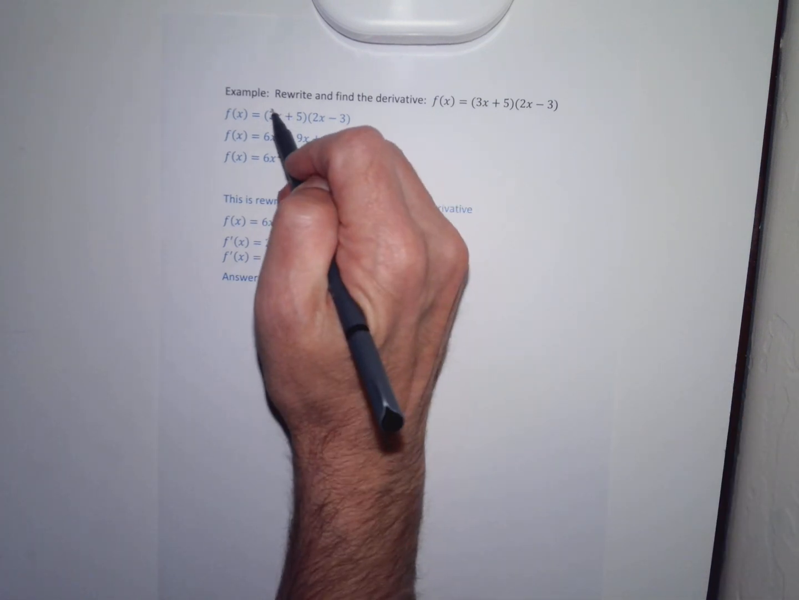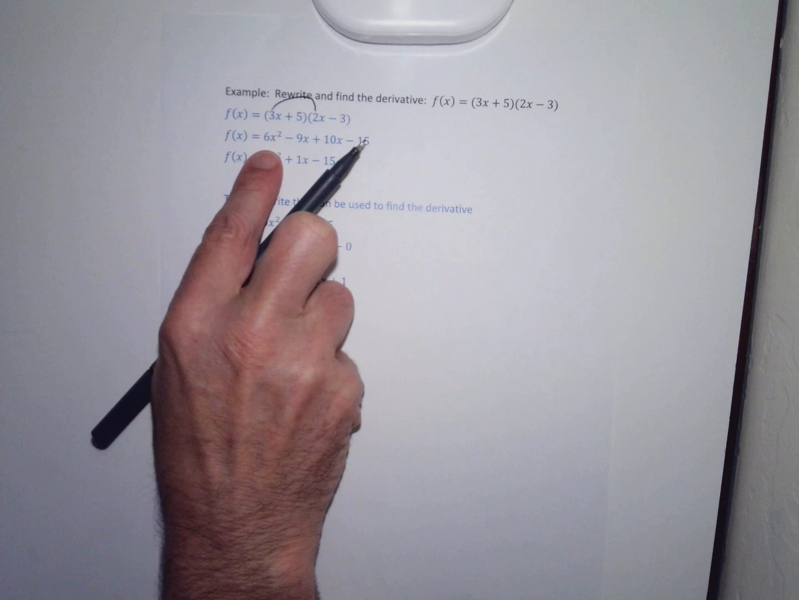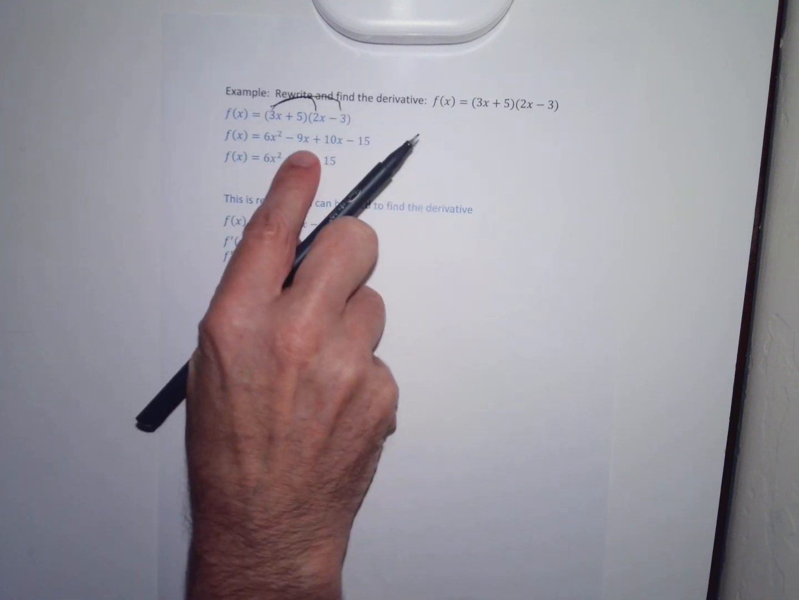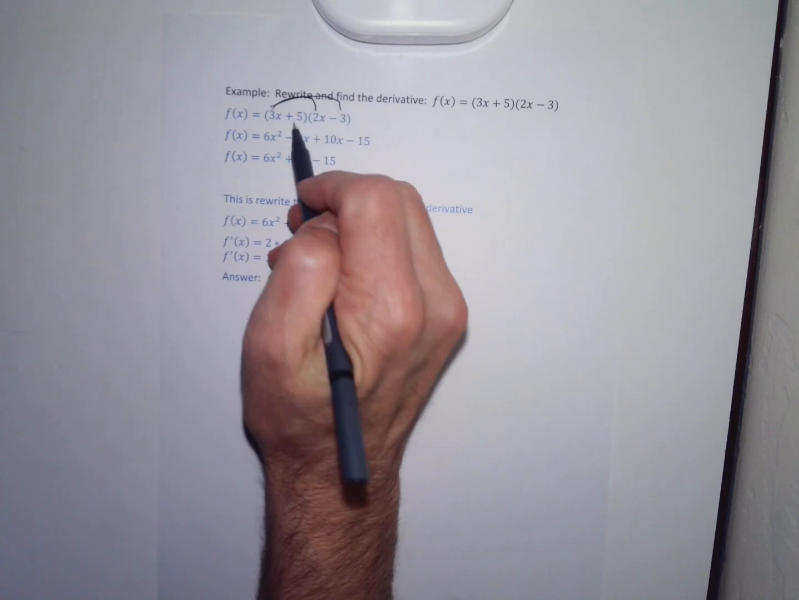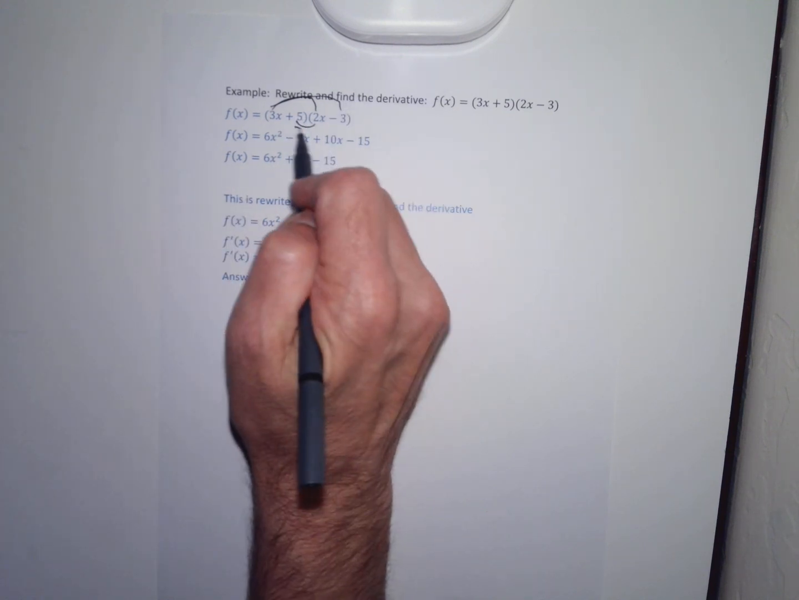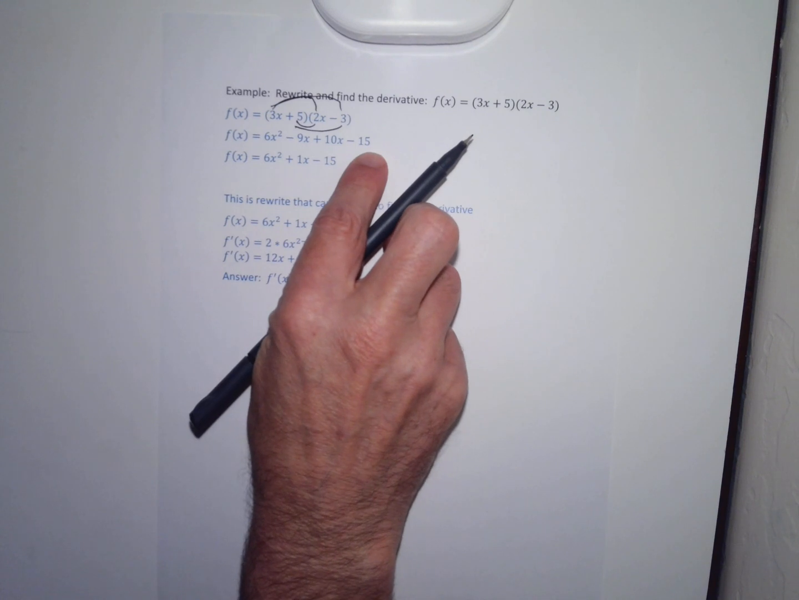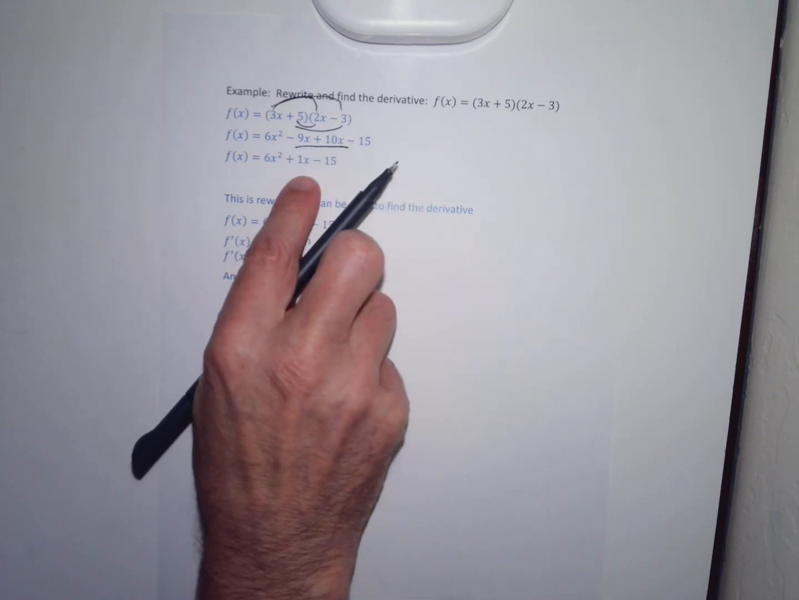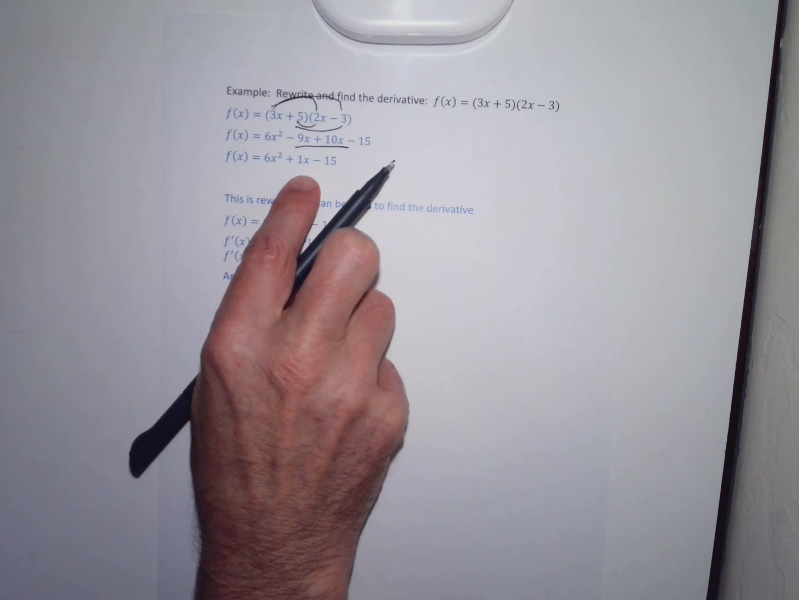So I'm going to do firsts: 3x times 2x, which is 6x squared. Outers: 3x times minus 3, which is minus 9x. Inners: 5 times 2x, which is plus 10x. Lasts: 5 times minus 3, which is minus 15. Combine the minus 9x and positive 10x and get positive 1x. So this is not the derivative.